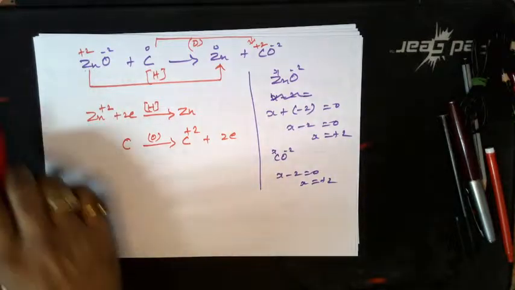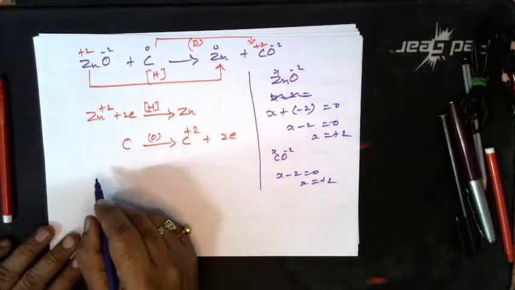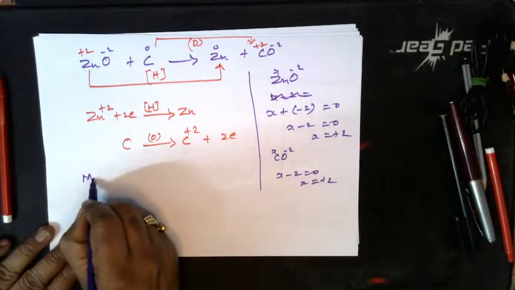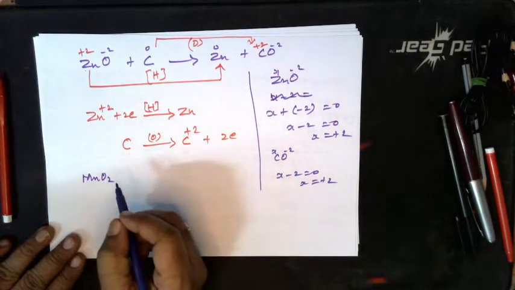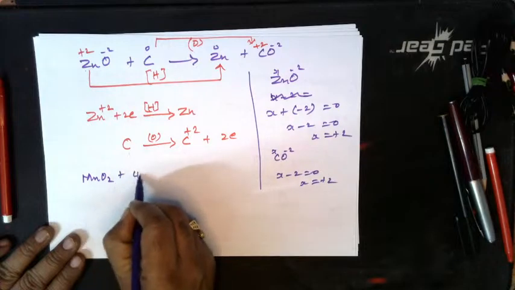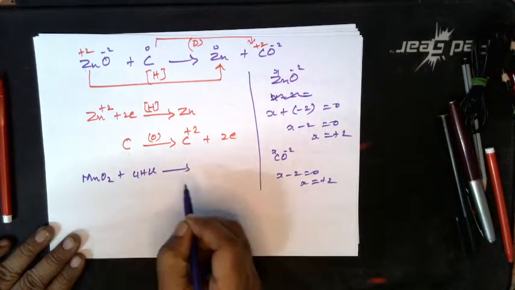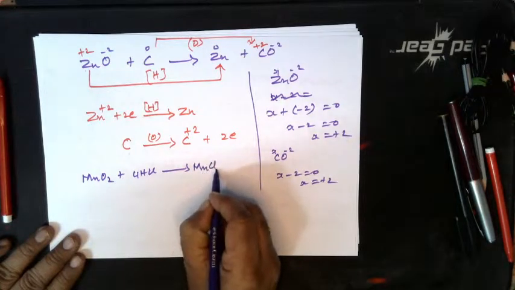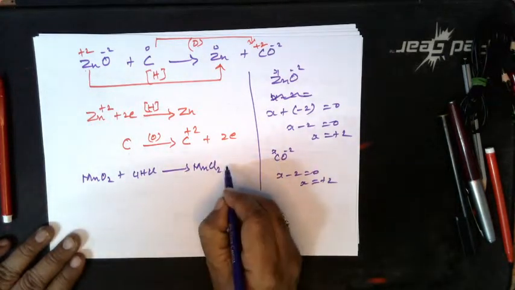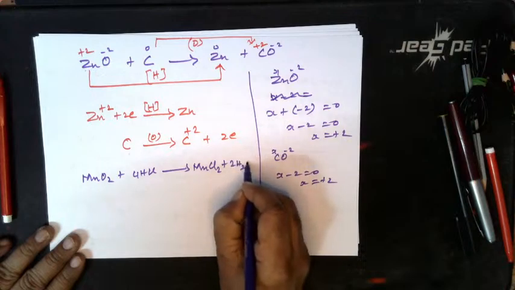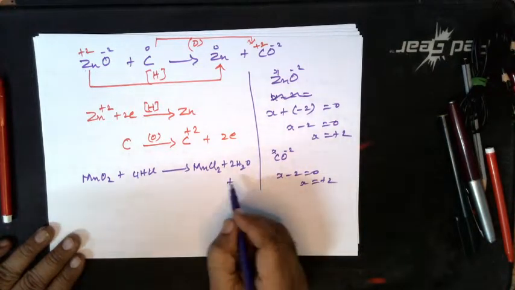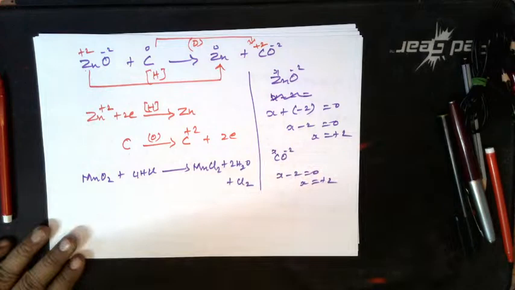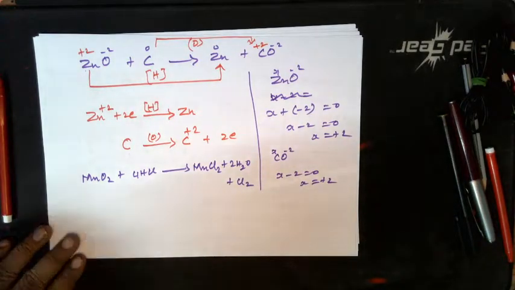Take down manganese oxide: MnO2 plus 4HCl to give manganese chloride MnCl2 plus 2H2O plus Cl2. Okay, now let us try.